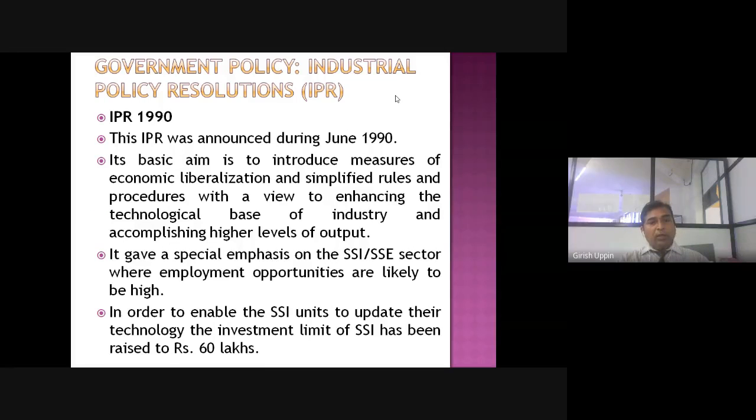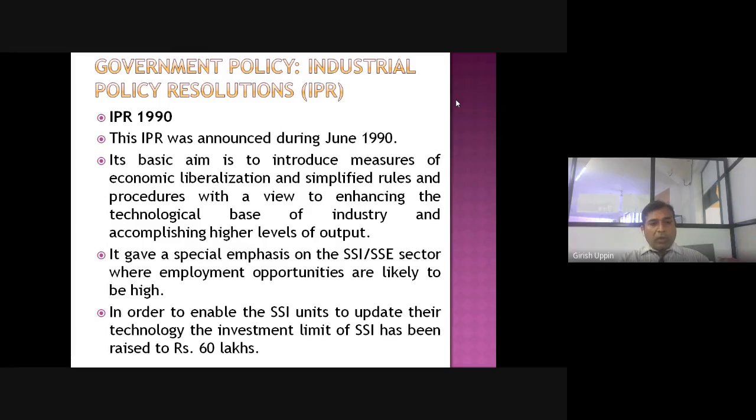IPR 1990. This IPR was announced during 1990. The basic aim is to introduce measures of economic liberalization and simplified rules and procedures with a view to enhancing the technological base of industry and accomplishing higher levels of output. So here, 1990, it was more focused on economic liberalization. So India came up with a lot of things, and many things were liberalized, meaning many sectors were opened for local as well as foreign investment.